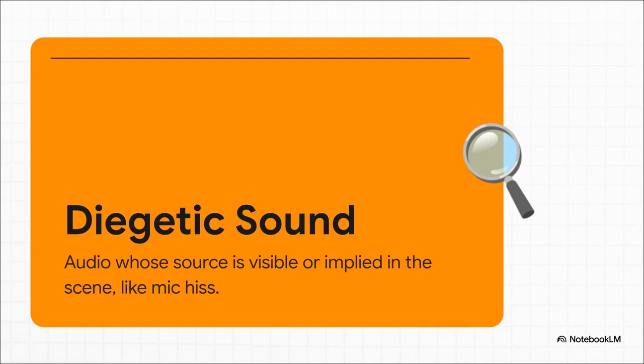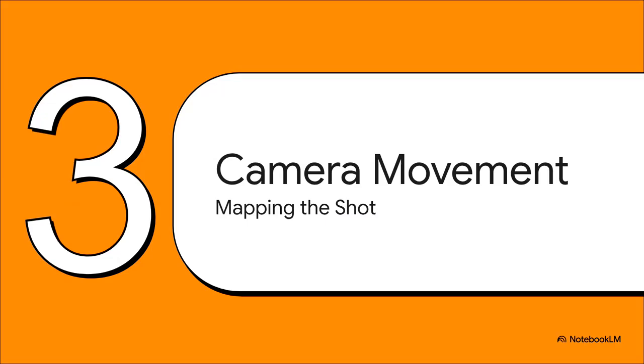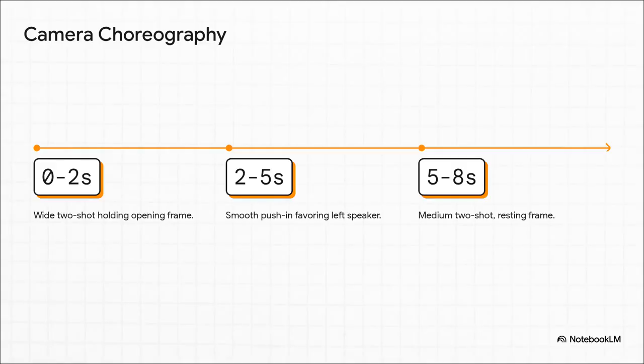It's the sonic equivalent of those water glasses on the desk. It completely grounds the scene in reality. Which brings us to layer 3, mapping our 8 seconds of camera movement. This is easily the most dynamic part of the source material. We aren't just generating a still image here. We are orchestrating a single, continuous take choreographed flawlessly over exactly 8 seconds.